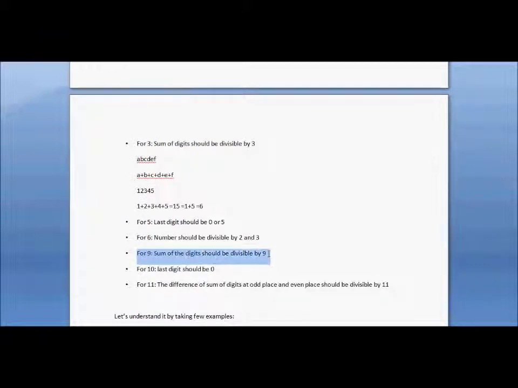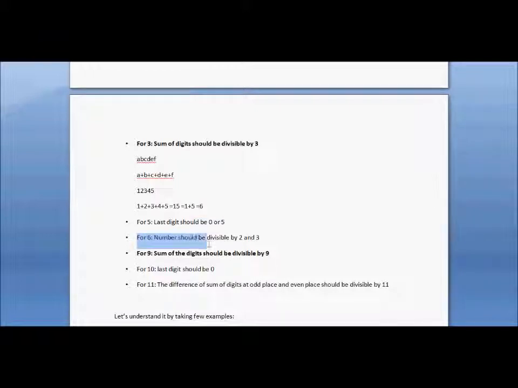Similar is the divisibility rule for 9. So 9 and 3 have similar rules. For 9, you have to again add the digits of the number and see whether that sum is divisible by 9 or not. For 5 it's very easy. You have to just check the last digit. If the last digit is a 0 or a 5, then we say that the number is divisible by 5.